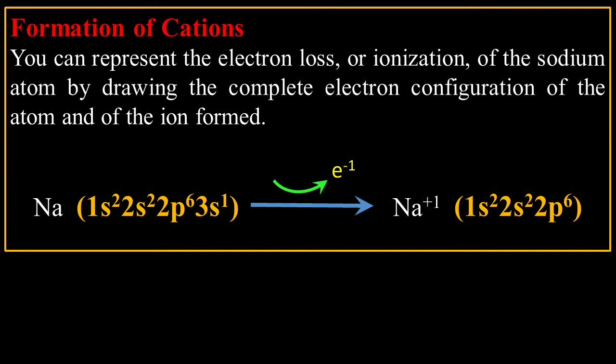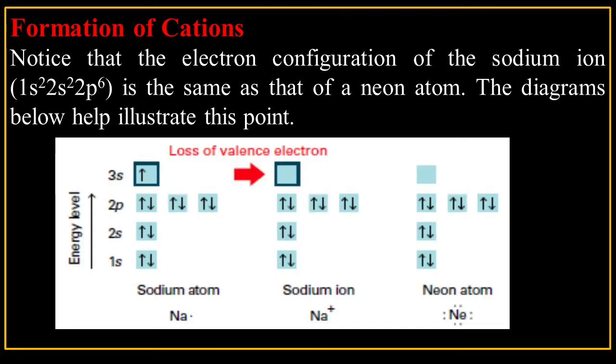So Na, there's the electron configuration, it ends in 3s1, loses that electron and forms, look at that, 1s2, 2s2, 2p6, which is the same valence structure of neon, which is a noble gas. Notice that the electron configuration of the sodium ion, 1s2, 2s2, 2p6, is the same as that of a neon atom. The diagrams below help illustrate this point.